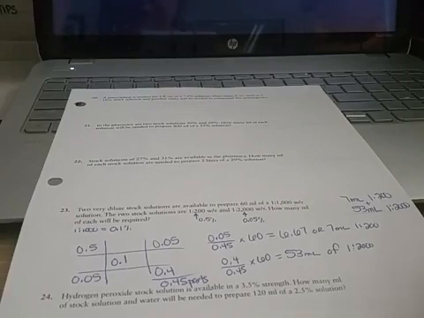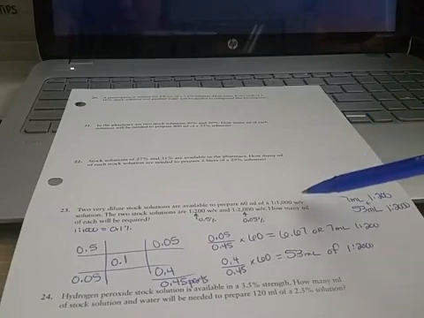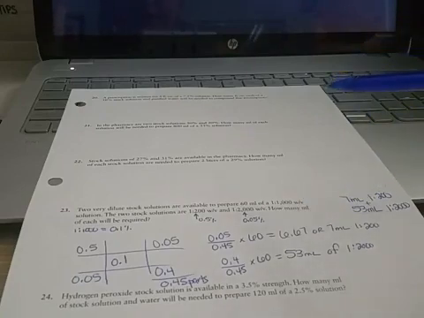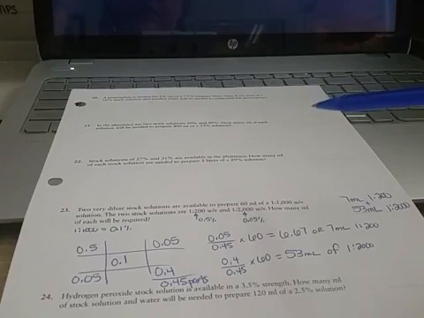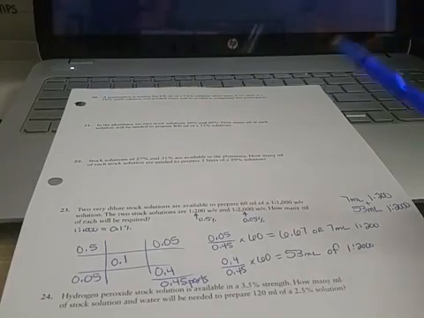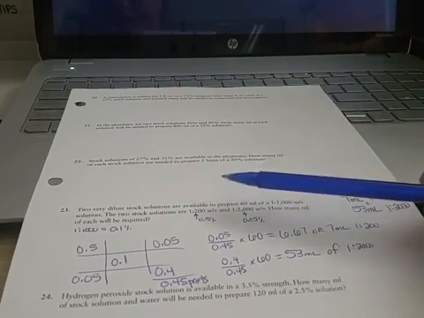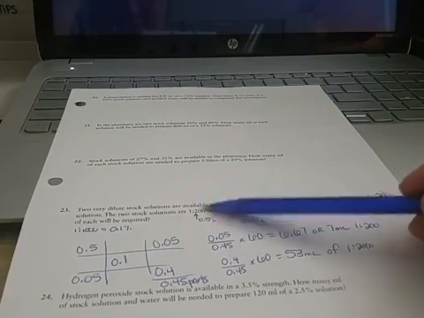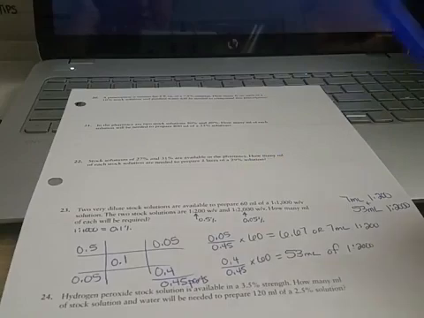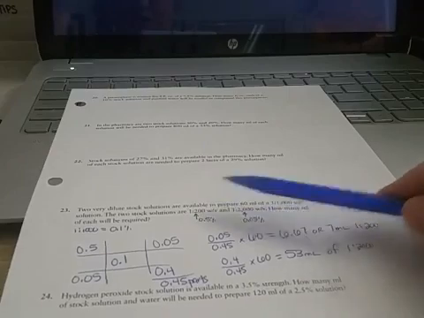Okay, so number 23 states you have 2 very dilute stock solutions that are available to prepare 60 ml of a 1/1000 weight volume solution. The 2 stock solutions are 1 in 200 weight volume and 1 in 2000 weight volume. How many of each are required? So again, anytime you see this kind of thing, you just divide the top by the bottom and multiply by 100 so you can create a percentage, because percentages are what we like to work with. We don't like to work with numbers like this.